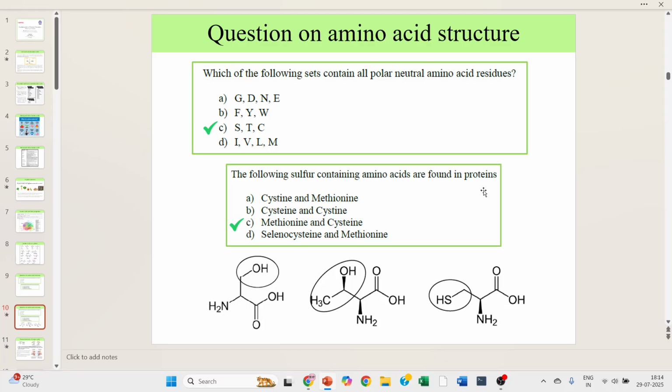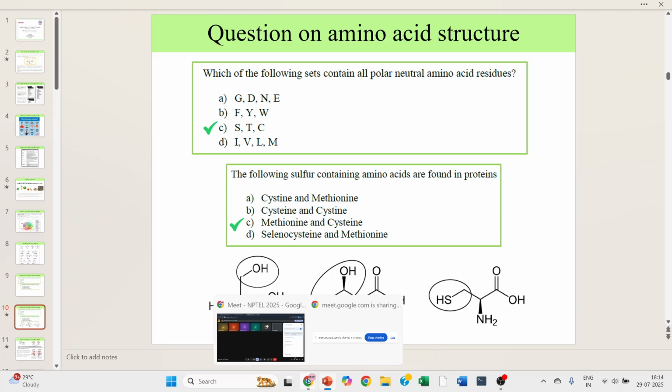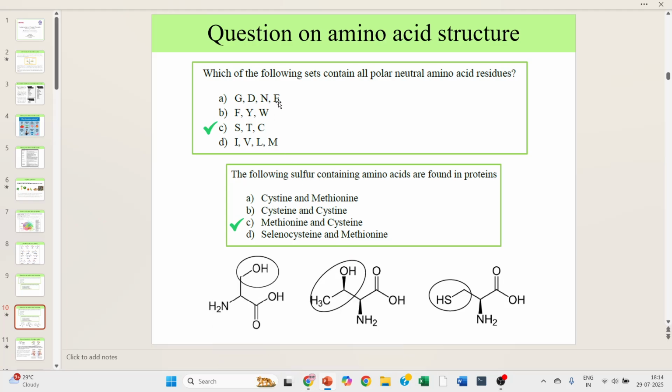For the second one, the answer is methionine and cysteine. Selenocysteine is actually a variation of cysteine. This is found in some bacteria specifically. Here, instead of sulfur, there is selenium.